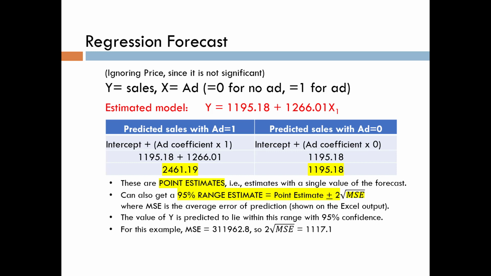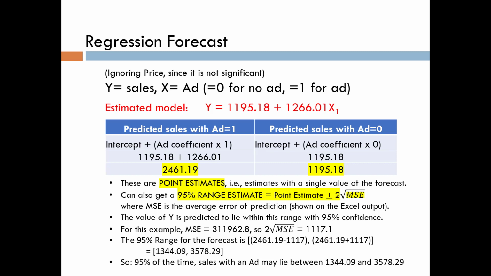Remember the mean squared error that we looked at a minute ago? In this example, the mean squared error is 311962.8. So 2 times the square root of this is 1117.1. Now we are ready to calculate the 95% range for the forecast as a point estimate of 2461.19 plus and minus this number, 1117.1.